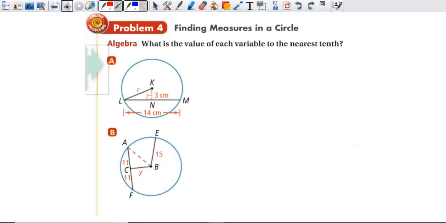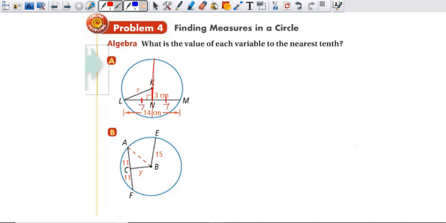What is the value of each variable to the nearest tenths place? All right, so right here, I've got that this line right here is perpendicular, and that would be a diameter since it came from the center. Okay, so I can say that it got bisected right here. And if I know the whole thing was 14, then I know that is 7, and that is 7.